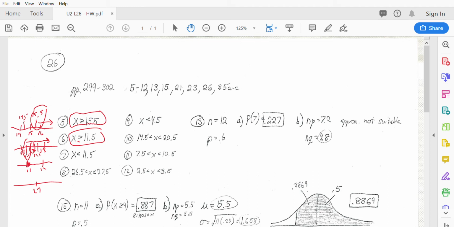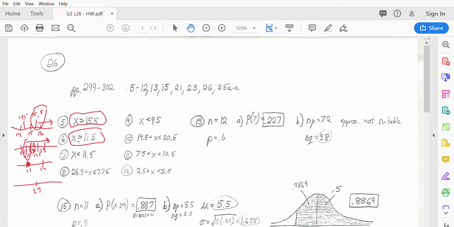There is no hard and fast rule about the 0.5 adjustment. Mr. Collodi, should I start above the number? Should I start below the number? The answer to that question is you must read the question and ask yourself, A, which way am I shading, to the right or to the left? And B, do I want to include the number or do I not want to include the number? And that's going to tell you which side to shade on.